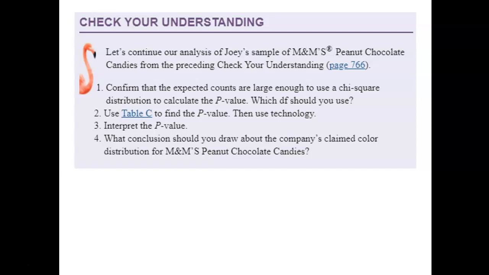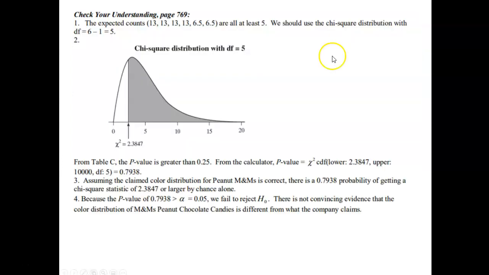So we had that data from the peanut M&Ms from an earlier check your understanding, and the expected counts, remember they calculated those before. These were all greater than 5, so that was the expected counts check. The degrees of freedom would be the categories minus 1, so 5. And then this is a picture of it. The p-value, I can tell from the picture, is going to be really high, right? The p-value is almost 80%.